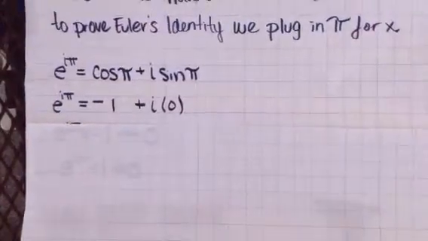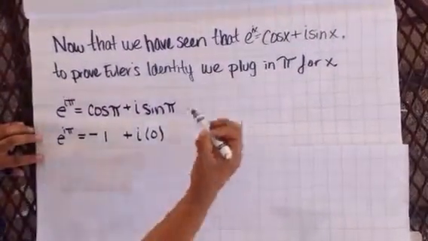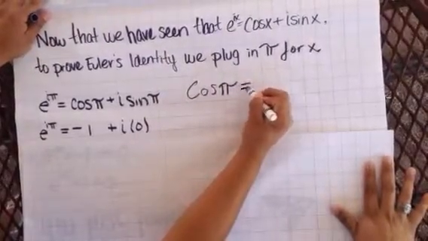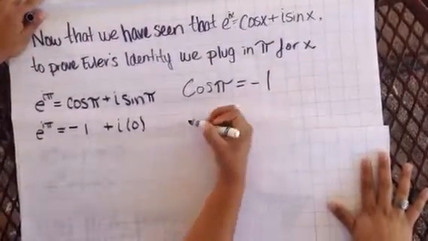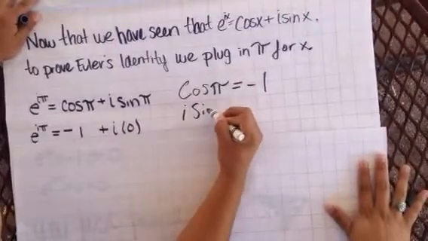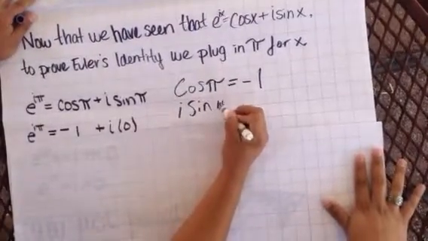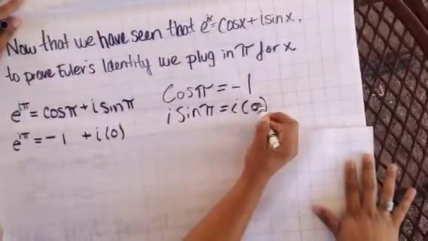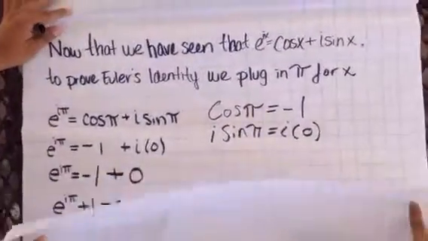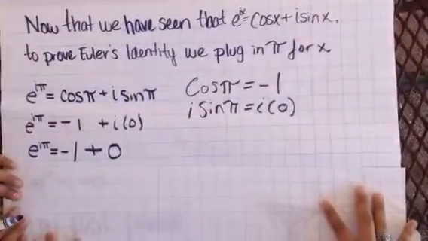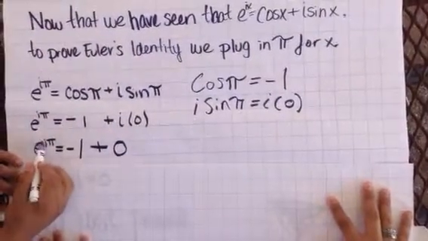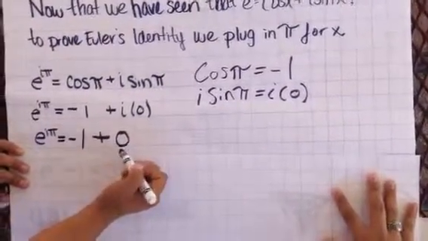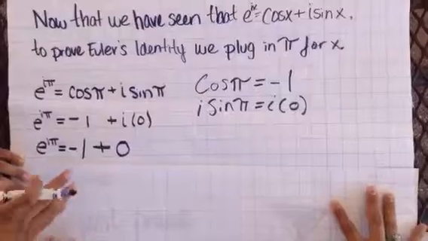For this, we have to know that cosine pi equals negative 1, and i sine pi equals i times 0. We'll now plug that in and get e to the power of i pi equals negative 1 plus 0. And it's starting to look a little bit similar to Euler's identity.